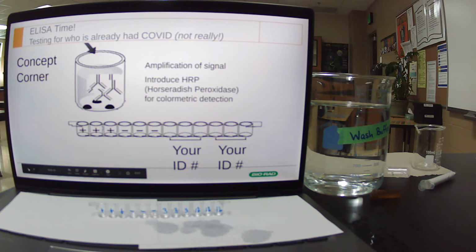So we're going to wait a few more minutes here, and then we will come back, wash it out once more, and then add the substrate for that enzyme to act on so that we can actually read the data that we get as a result of this.